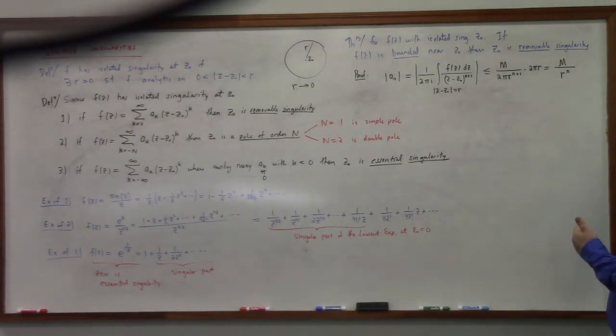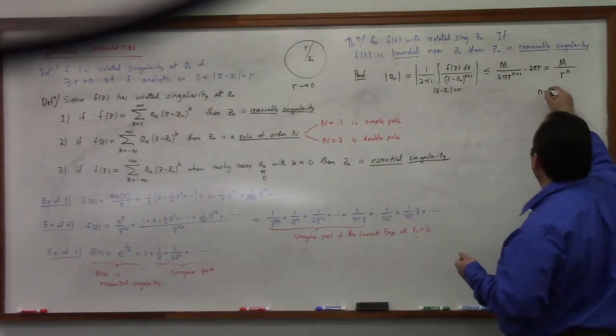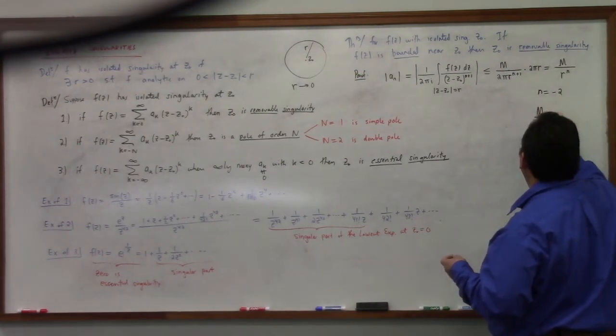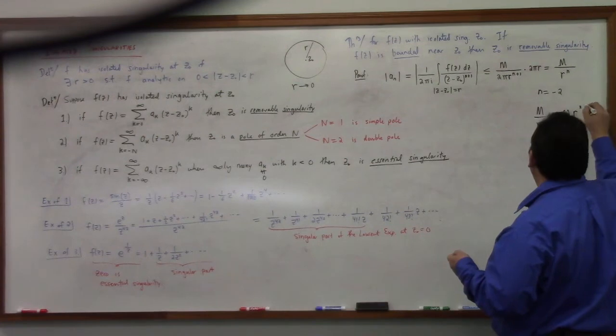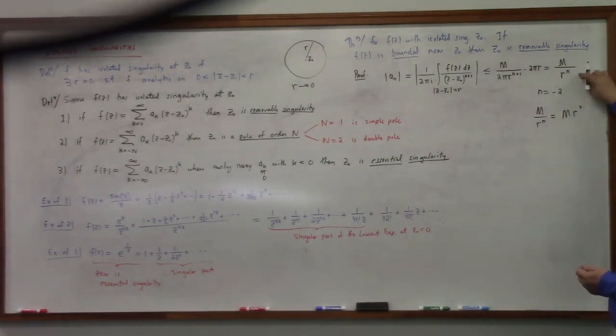If n is negative, like n equals minus 2, for example, then M over r to the n is actually M r squared, so this goes to 0 as r goes to 0. Of course, if n is equal to 0, this just gives you M. If n is positive, this diverges as r goes to 0. That's true.